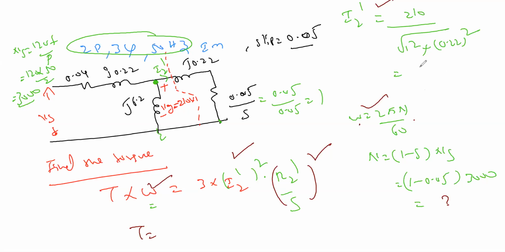Current you should get around 205 amps. Speed is around 2850, and you substitute this. This is 1. Torque around 401. Please verify this.